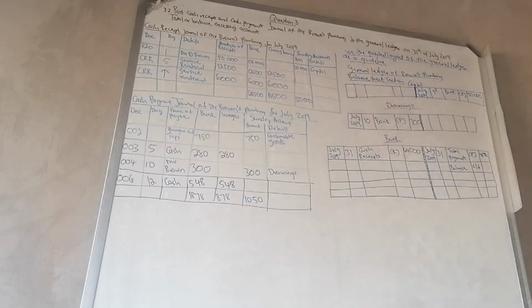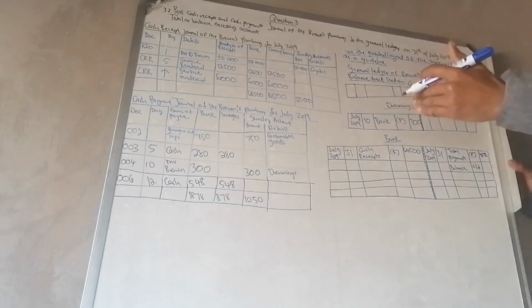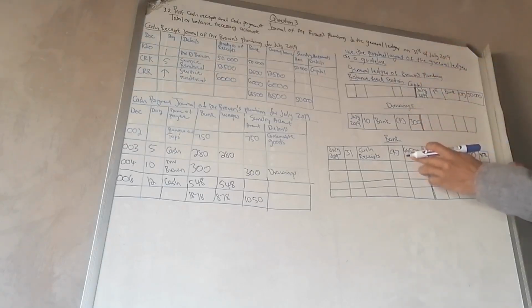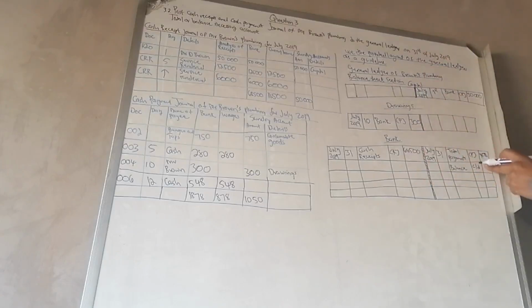Take your calculator and listen. What is the cash receipt journal total? 68,500. What is the cash payment journal total? 1,878. By how much is the cash payment journal short so that it balances the cash receipt journal? 68,500 minus 1,878. Right, balance. 68,500 minus 1,878.